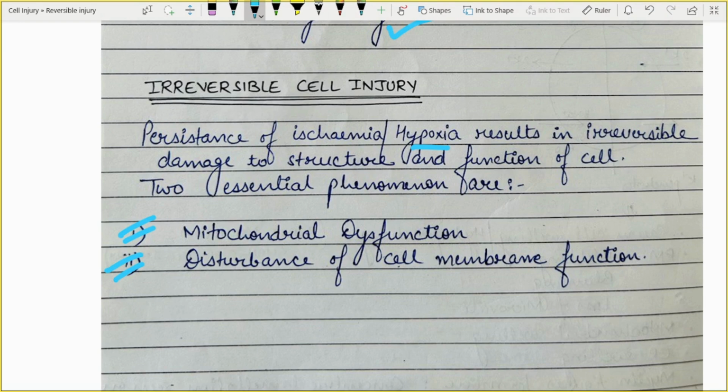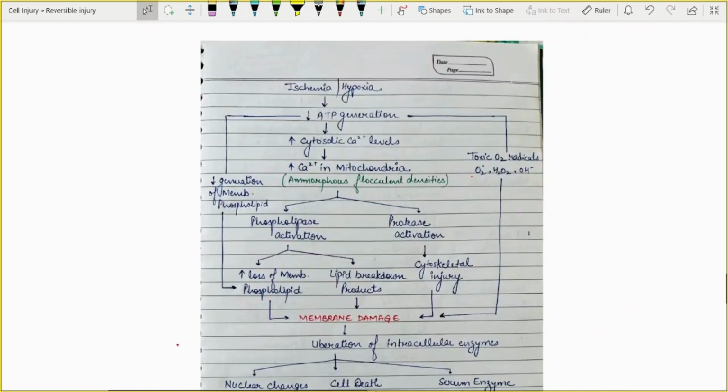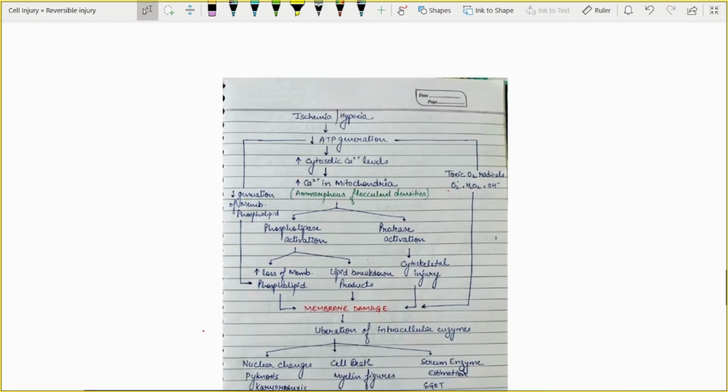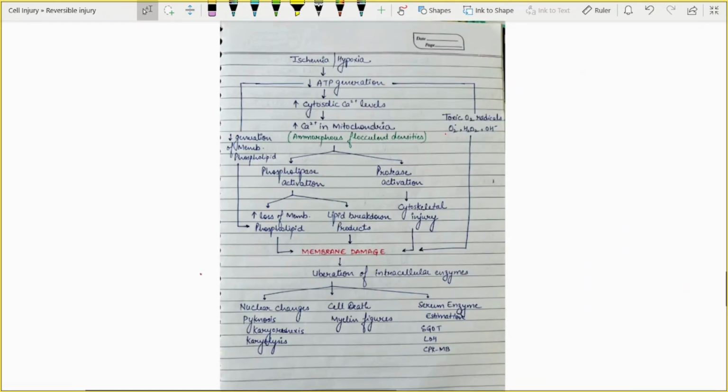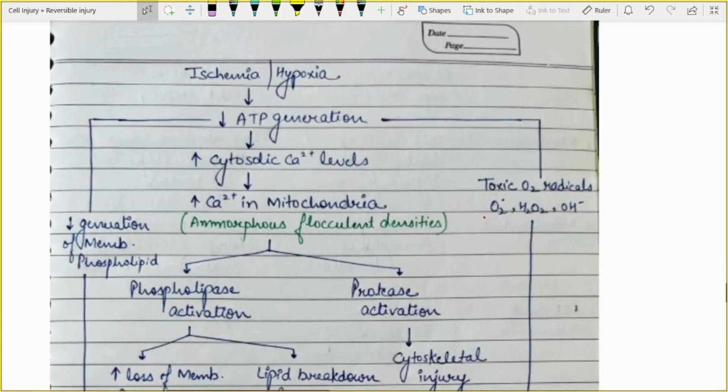And what is the mechanism of irreversible cell injury? I'll show you again. So, this is the mechanism of cell injury. This whole is the mechanism of irreversible cell injury. How this happens, I'll let you know step by step. So, what is the most common cause of cell injury? That is hypoxia and ischemia.